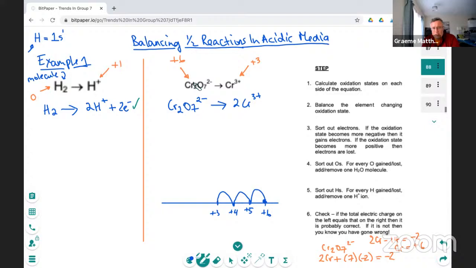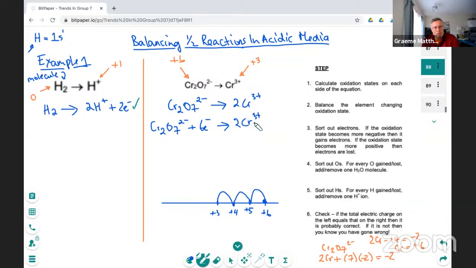Well, each atom went from +6 down to +3, but there's 2 atoms, which means that I need to add 6 electrons, right? Cr2O7 2- plus 6 electrons goes to 2Cr3+. Right. Now then, that is a reduction for chromium right there, chemists.